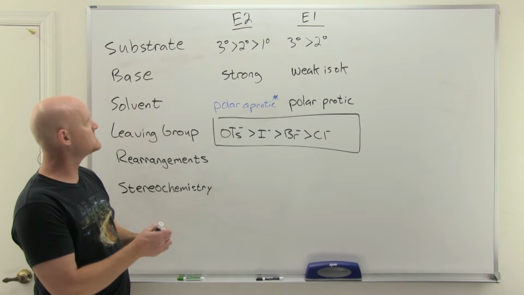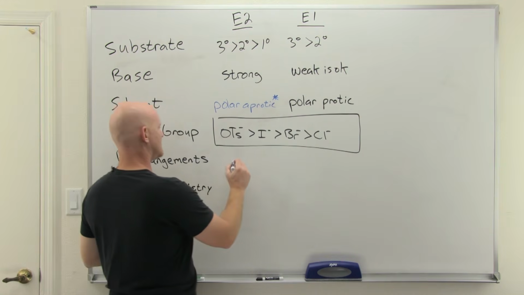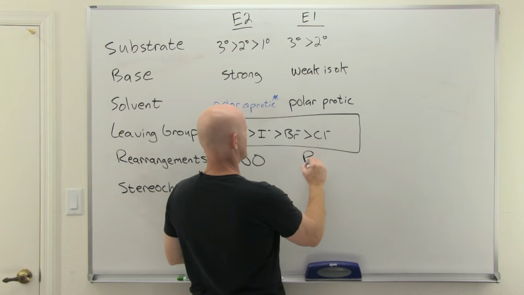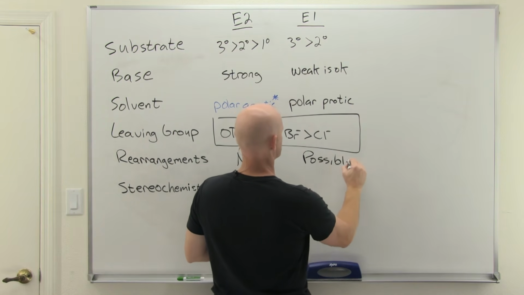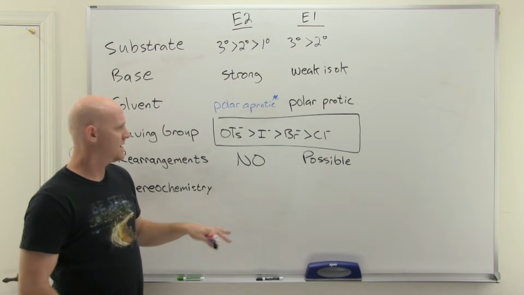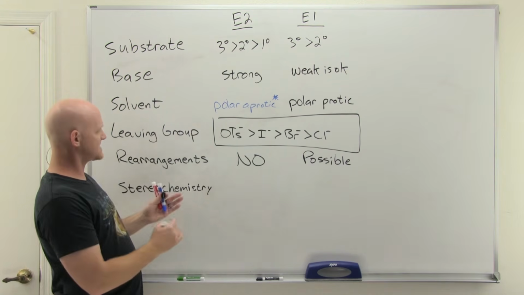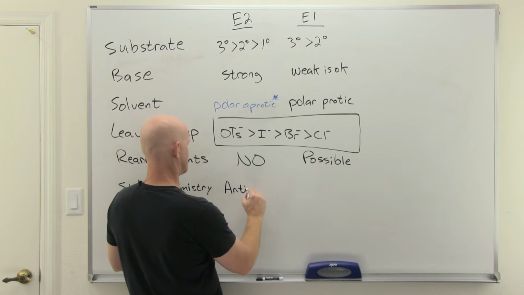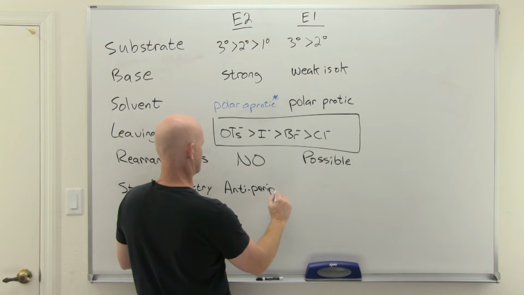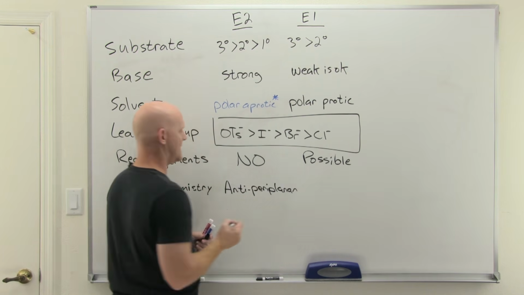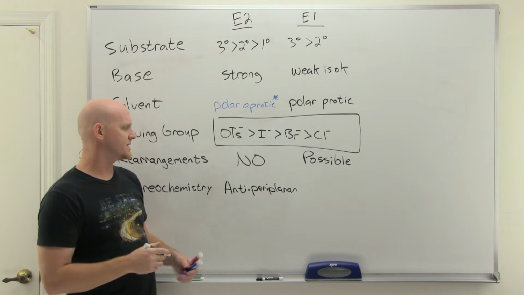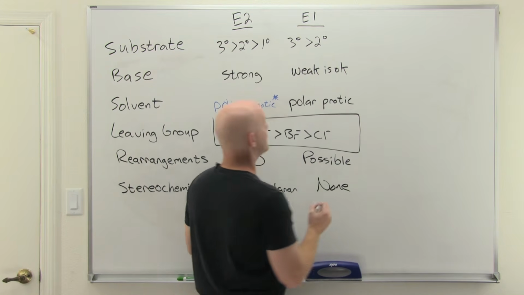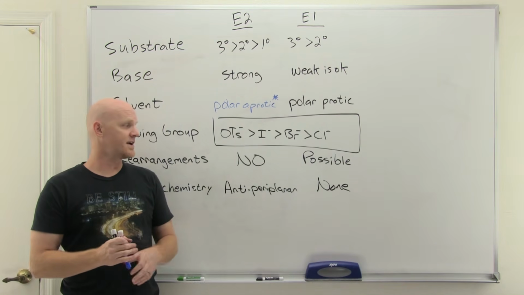We should talk about rearrangements here for a second. So E2 reactions, no rearrangements because no carbocation intermediate, whereas for E1, just like in SN1, rearrangements are possible. And then finally, stereochemistry. I just kind of put this here because I want us to remember that for E2, there is this requirement that your hydrogen and your leaving group, your beta hydrogen and your leaving group, be antiperiplanar. And again, nothing to worry about as far as E1 is concerned in stereochemistry.